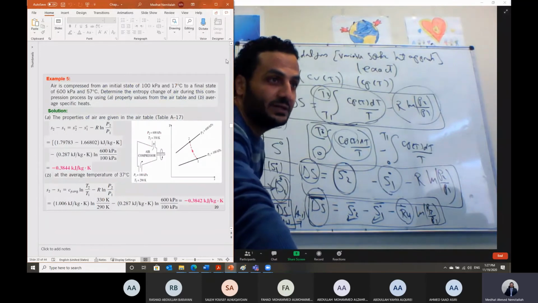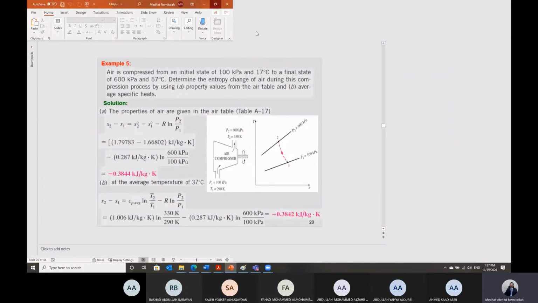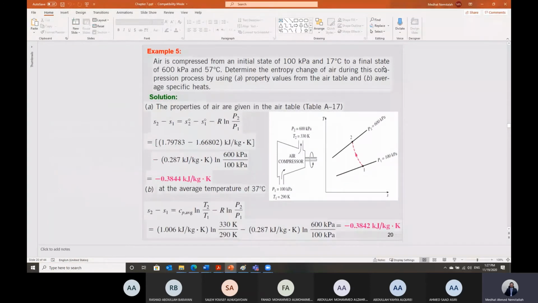Here is an example, Shabab. See in this example, we have air compressed from an initial state of 100 kilopascal and 17 degrees C to a final state of 600 kilopascal and 57 degrees C. We need to calculate the entropy change of this air. So the working fluid is air. We need to calculate the entropy change based on the property from the table, which is the exact analysis, and based on the variable specific heat approach.